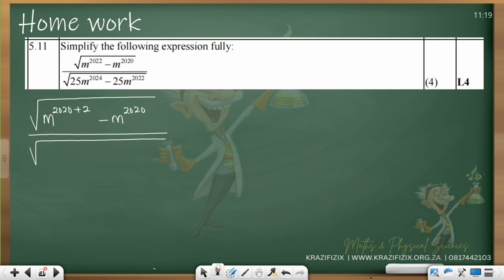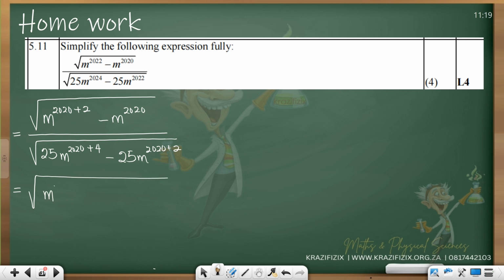The root of 25. Now, again, work with 2020. By the way, let me just do that first. Plus 4 minus 25m^(2020+2). Please don't just cancel things out. Now, you would notice, I'll do it step by step.